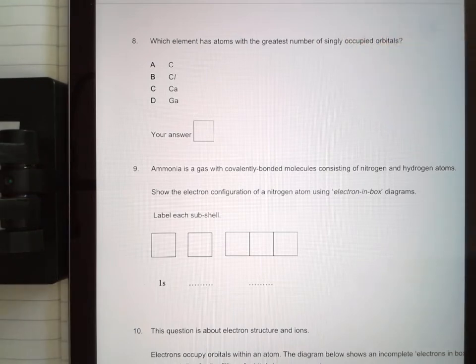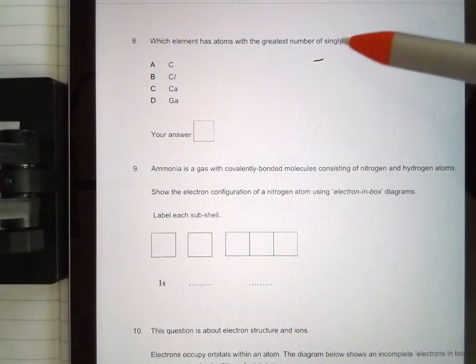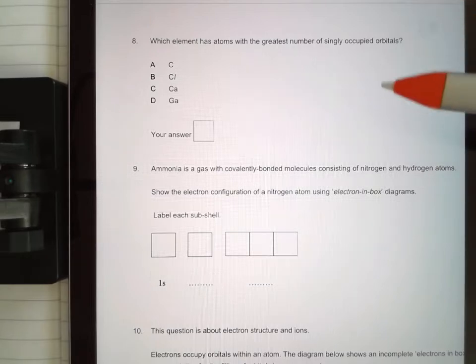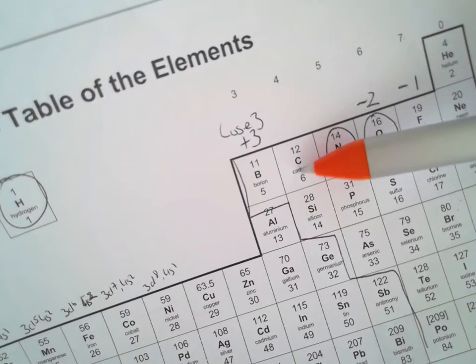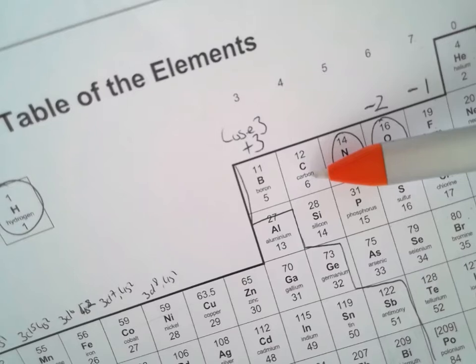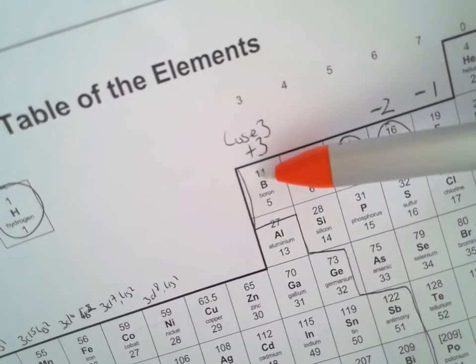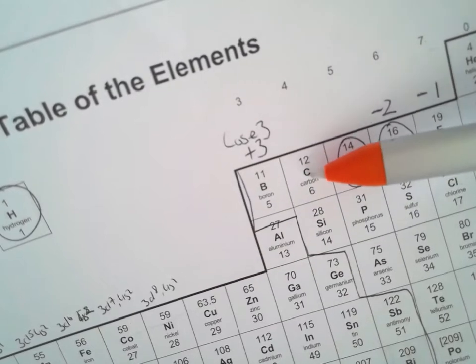So for this question, you could write it all out, but if you look at your periodic table, there is a quicker way, okay? So they're asking you the greatest number of singly occupied orbitals. So you want an orbital that has got 1 electron in it, but doesn't have 2, okay? If I look at carbon, carbon's here in group 4. I know it's a p block element, and it's got 2 electrons in p orbitals. Therefore, it's going to have a px and a py. So it's got 2 orbitals that only have 1 electron in them.